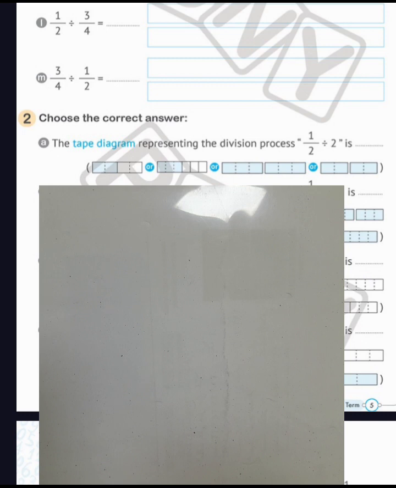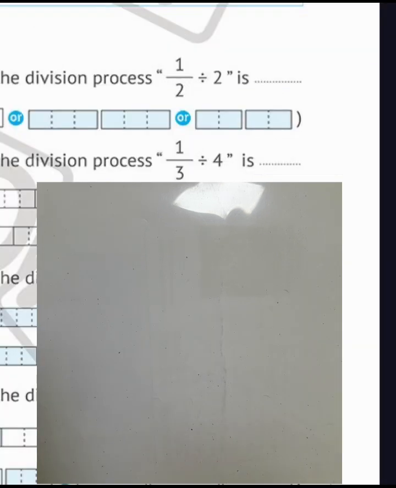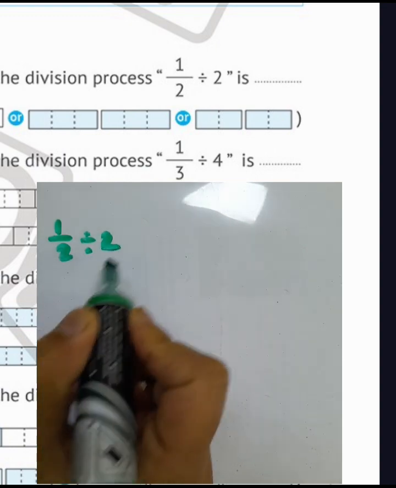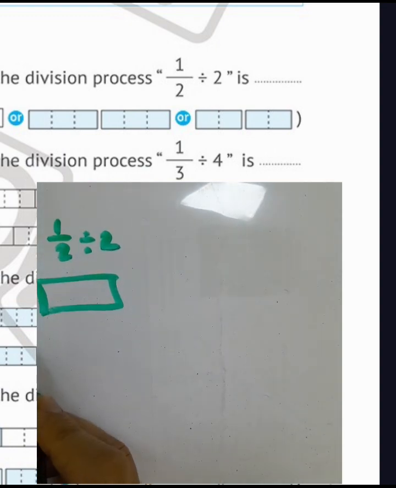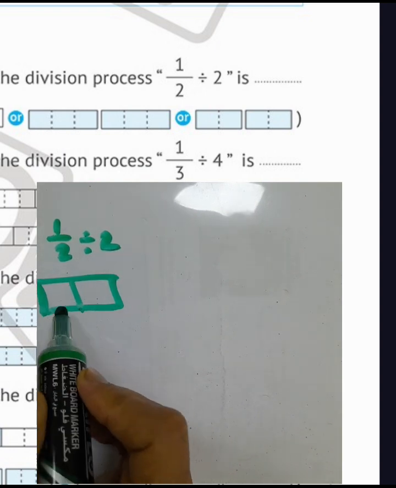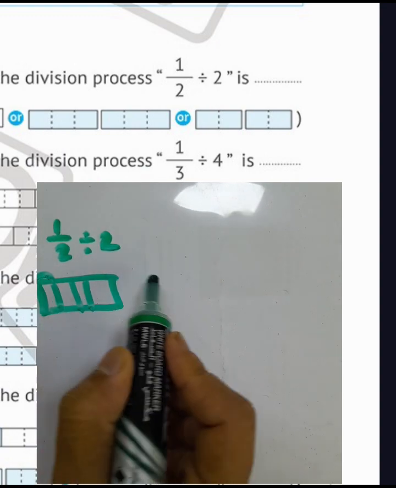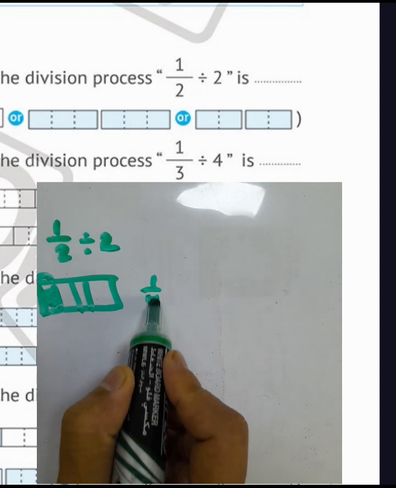About 2 parts only? No. Choose what about this example. We have 2 tape diagrams and he colored all parts. We know 1 over 2 divided by 2 will be 1 over 4. Choose here the last one. Okay, choose this result: 1 over 2 divided by 2. Draw here one model and divide it, it will be half, and each part divide into 2 parts. Okay, and then we will have 1 colored part from 4 parts.